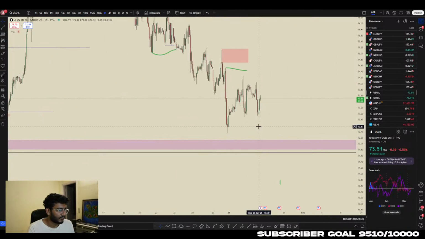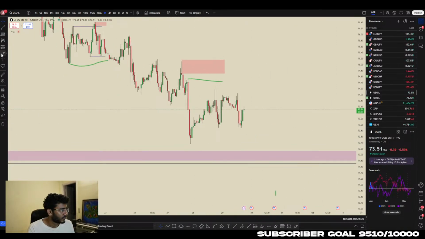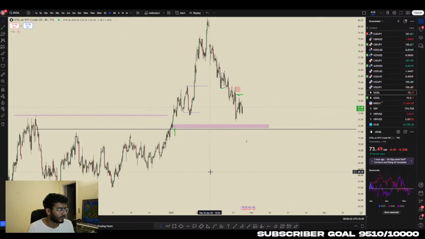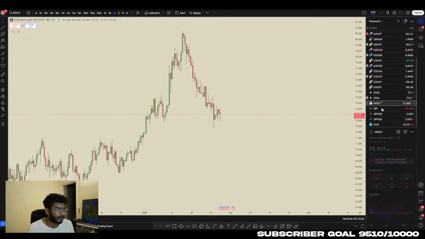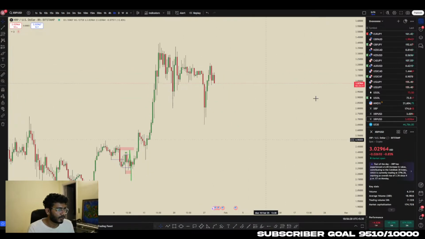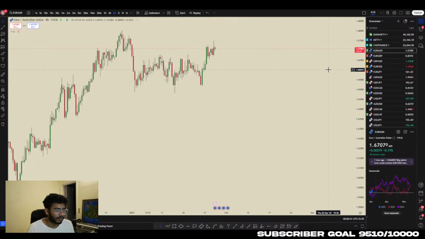Same on US oil. I'm waiting for price to raid these highs and then give us entry to the downside, something like this. And for buy side, we have this order block. I think I've almost covered every pair.